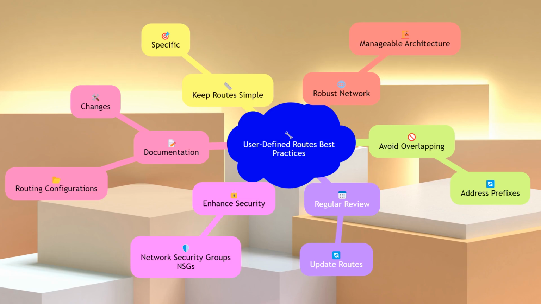When configuring user-defined routes, it's important to follow best practices to ensure optimal performance and security. Some key best practices include keeping routes simple and specific, avoiding overlapping address prefixes, regularly reviewing and updating routes, and using network security groups, NSGs, in conjunction with UDRs to enhance security. Additionally, document your routing configurations and changes to maintain clarity and facilitate troubleshooting. Following these best practices helps create a robust and manageable network architecture.